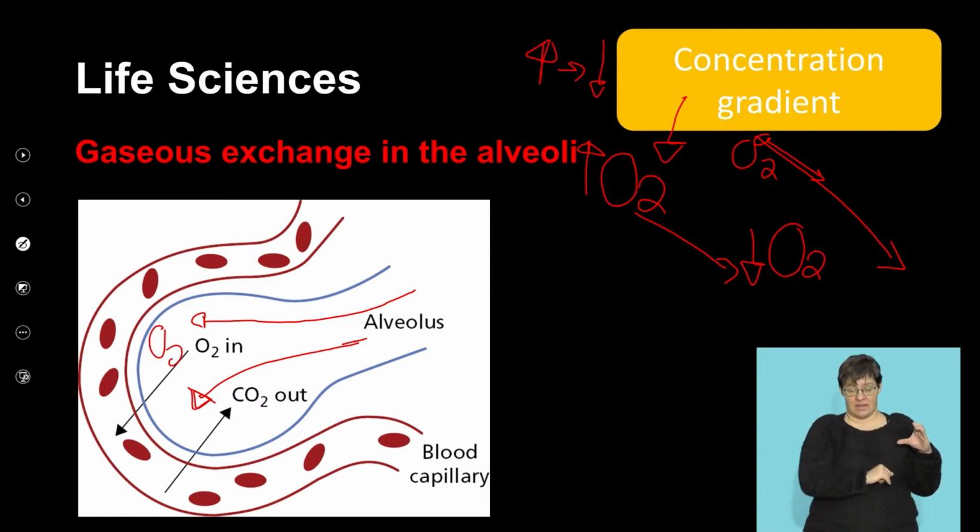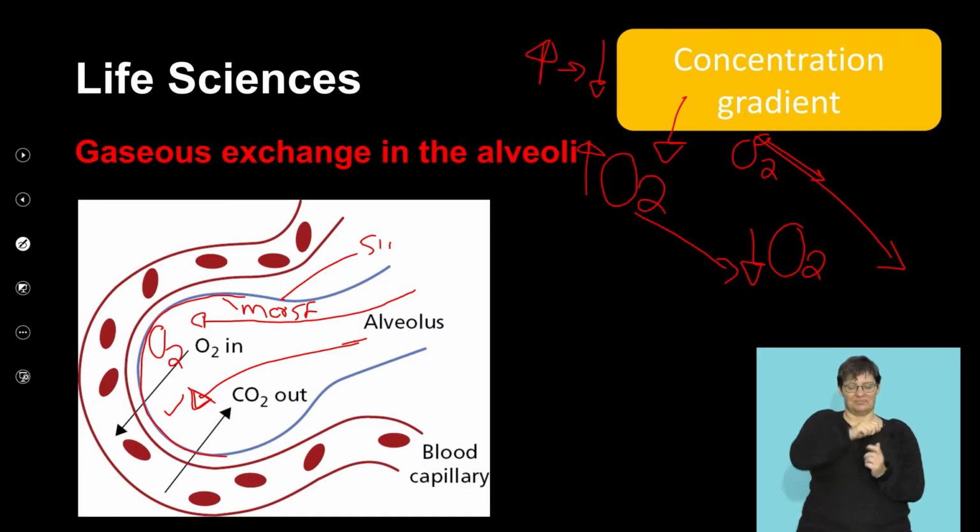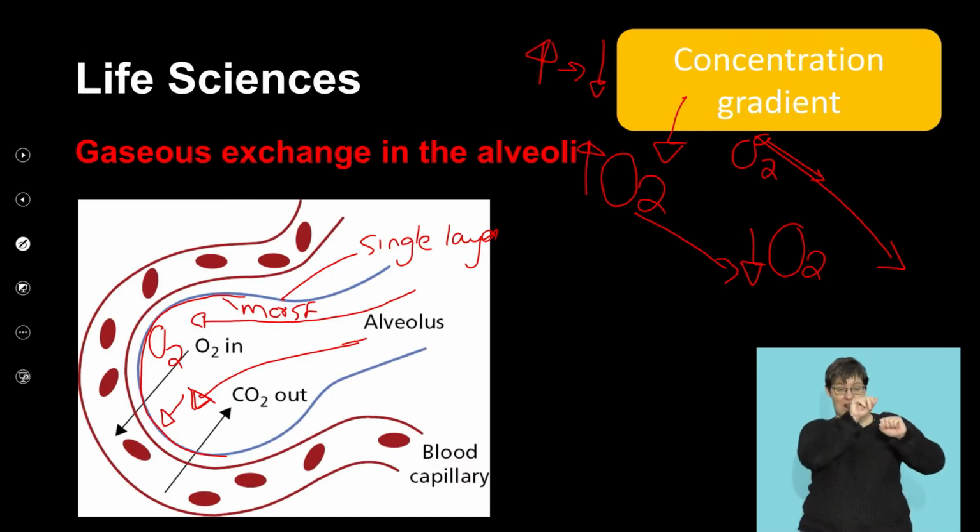And this is the oxygen over here. Now remember, this layer over here is nice and moist, and that is where the oxygen diffuses into. Also, there is only a single layer of cells, so that is also going to make it nice and easy. Now remember this concentration gradient. If oxygen is high on this side, there's a lot of it on this side, it will move from a high concentration to a low concentration. And that low concentration is the blood capillary that is surrounding the alveoli.